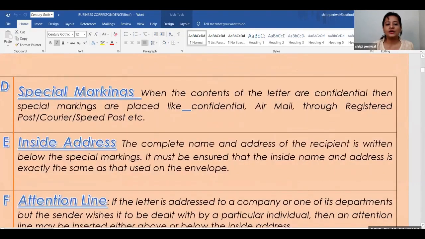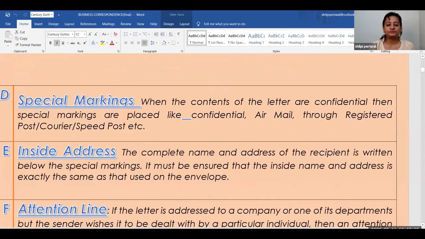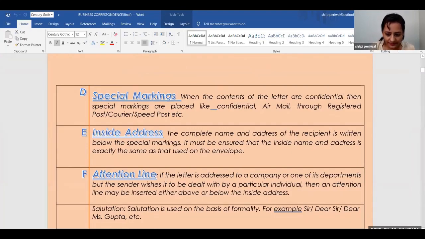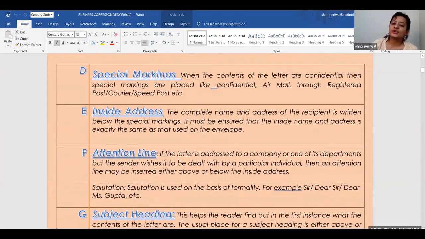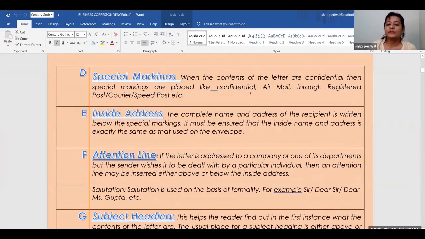Then next is your special markings. Special markings is your... we a lot of times see this through registered post, confidential. Whenever any bank ATM card or something is coming in post, they will write confidential over there. Means it is only for that person. That is a special marking.